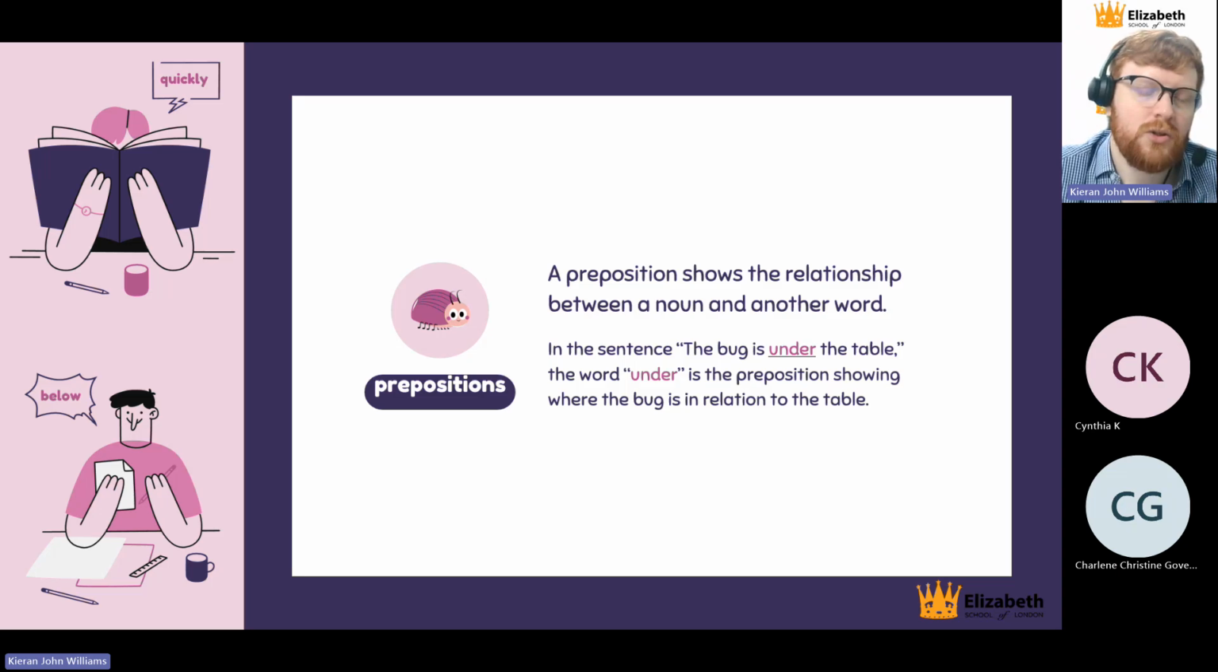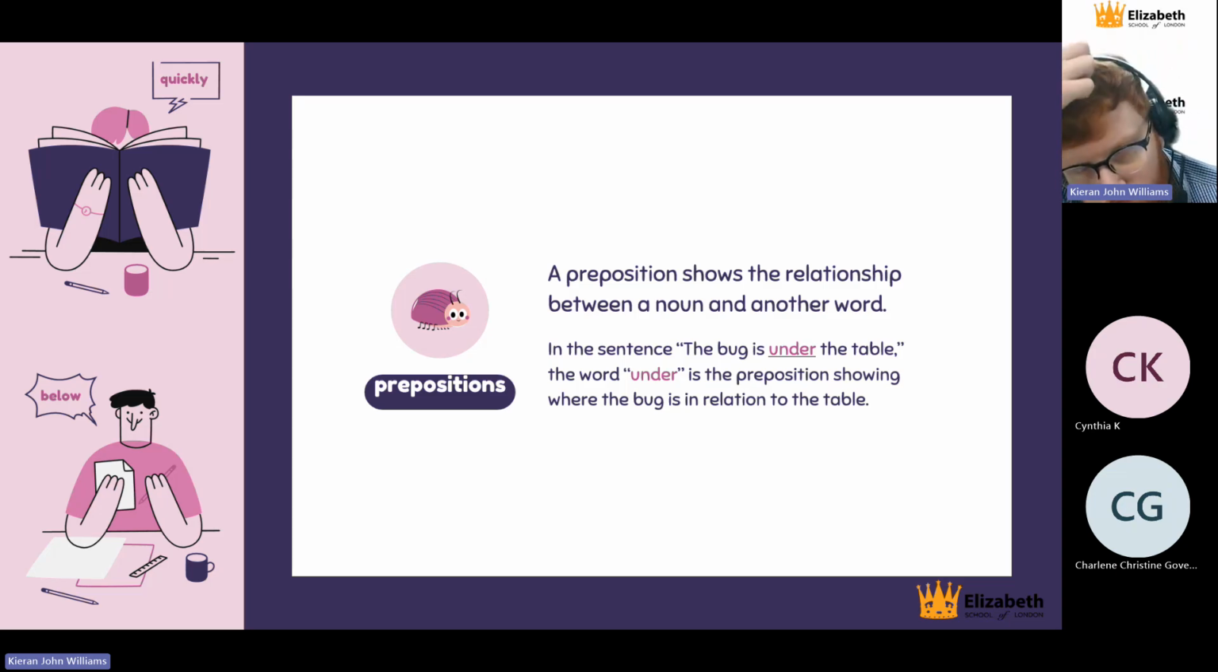Okay, so we've finished now looking at verbs. Let's now look at prepositions. Prepositions are those teeny tiny little words like under, in, at, on, which describe the relationship between a noun and another word. As you can see here, the bug is under the table. The preposition here is under, and under tells us the location of the bug in relation to the table.